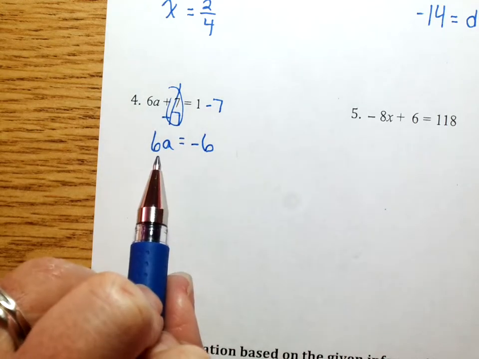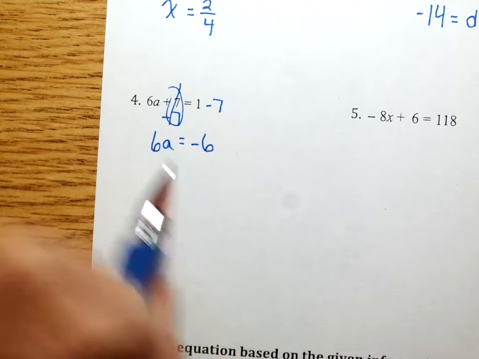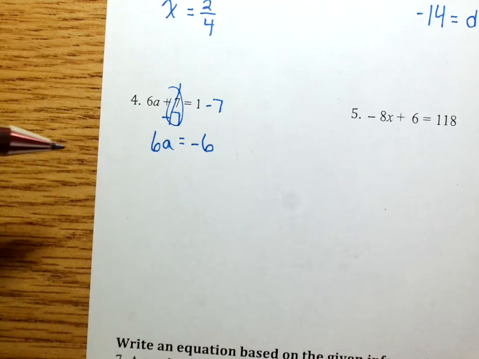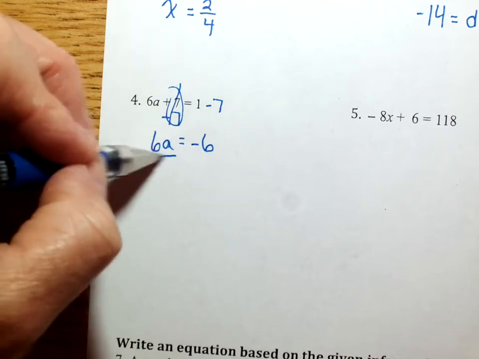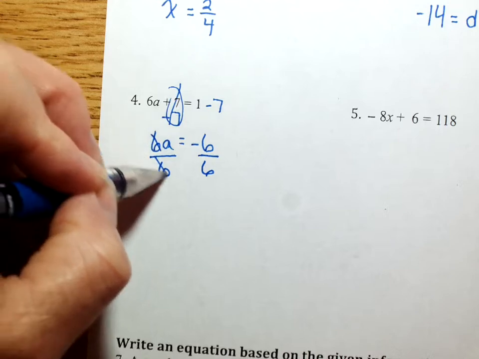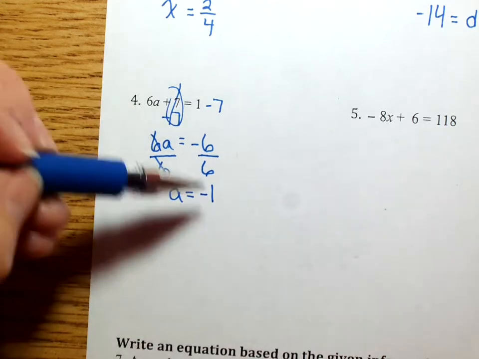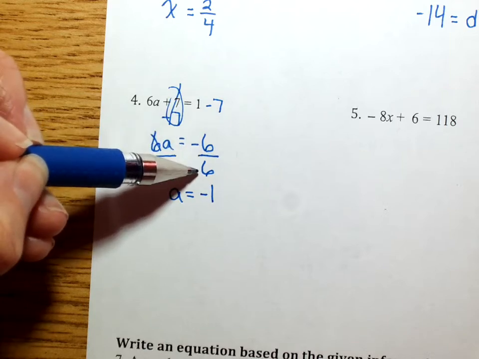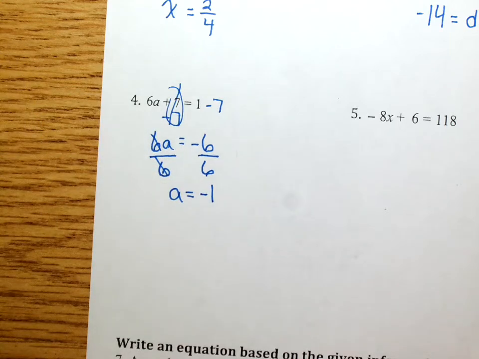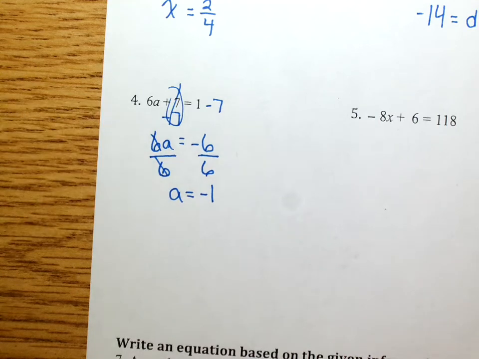This should look familiar. When my number and my variable are next to each other, that means to divide because they're multiplying. So we'll divide both sides by 6. These cancel. I'm left with a equals -1. Please don't forget that a negative divided by a positive is a negative. Check your work. Go ahead and pause the video and begin working on number 5.